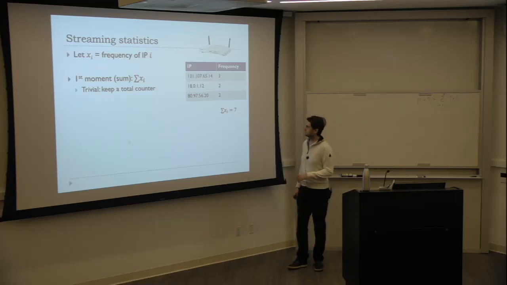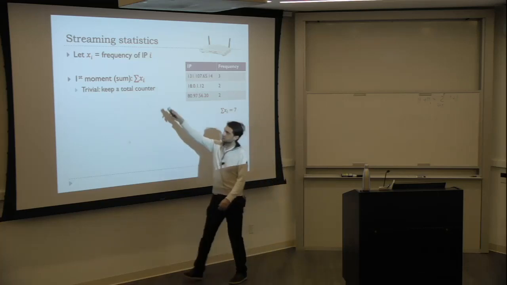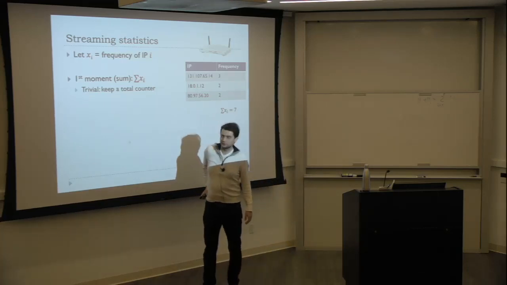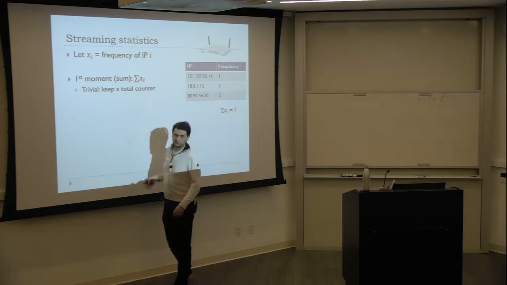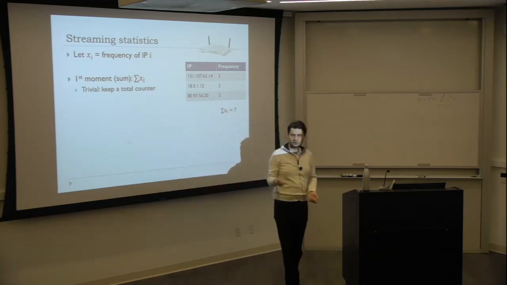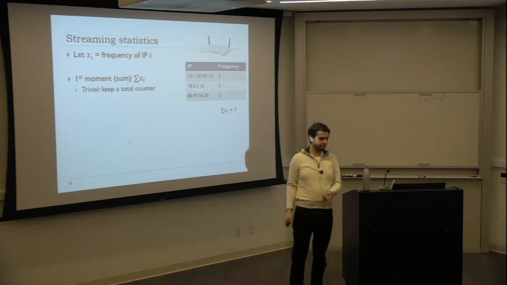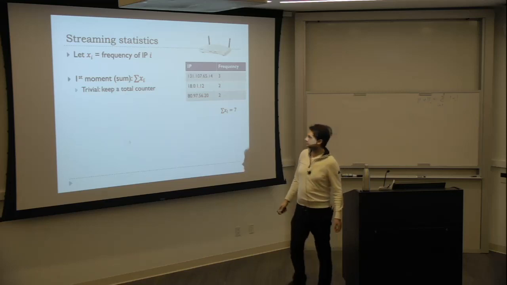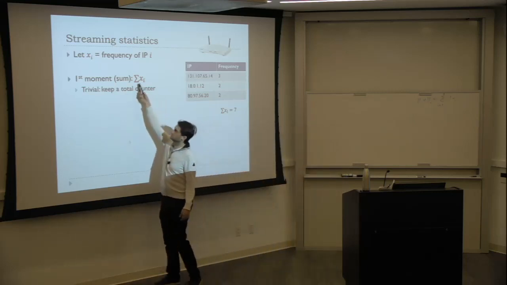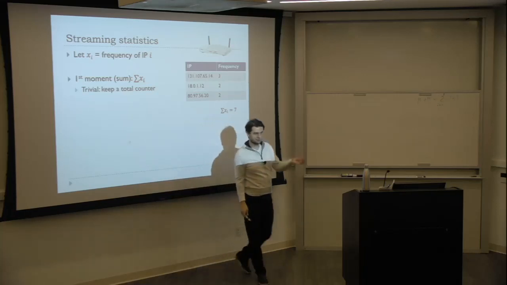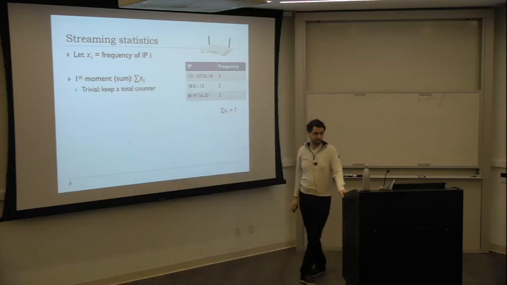So what are the statistics? Well, let's say the first moment. This is really how many packets passed through, just the summation of the xi's. Well, this is easy. We don't need to store the entire vector x. We can just store a counter, and each time we see a next item, basically a next packet, we just increment the counter. This counter will just store the summation of xi. So it's very easy to update as the traffic passes by the router.